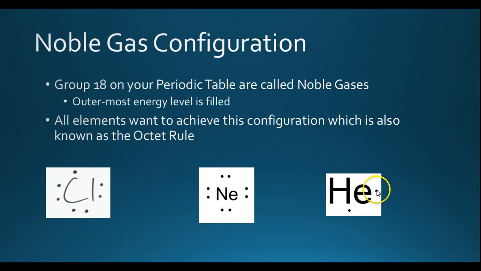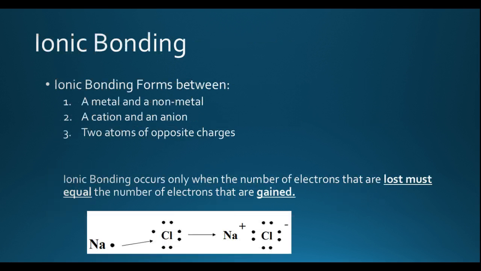Also, you need to be aware there's one exception to this rule. Helium is a noble gas, but it doesn't have 8. Helium is so small that it actually has a full outer shell of electrons with only 2 electrons, and that's okay for helium. So let's take a look at ionic bonding.